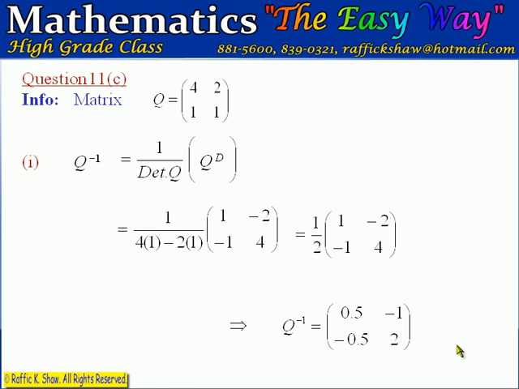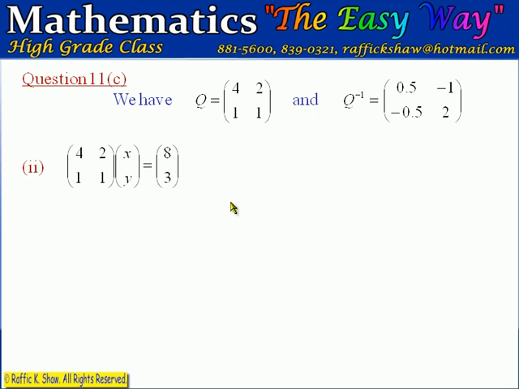Let's move down now to part 2. What we have so far from part 1 is the matrix Q equals 4, 2, 1, 1, and we calculated Q to the minus 1, that's the inverse of the matrix Q, 0.5, negative 1, negative 0.5, 2. And we are asked now to calculate the values X and Y which satisfy this matrices equation.